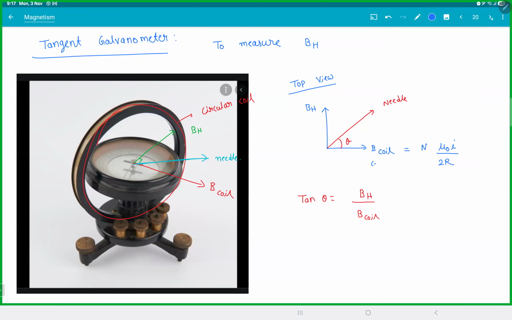Just have an idea. If they use the word tangent galvanometer, it should have a picture. This is useful to measure the horizontal component of the field everywhere. Because we keep saying BH, BH, BH, but how do you actually find BH? You need to have a device to find that also.